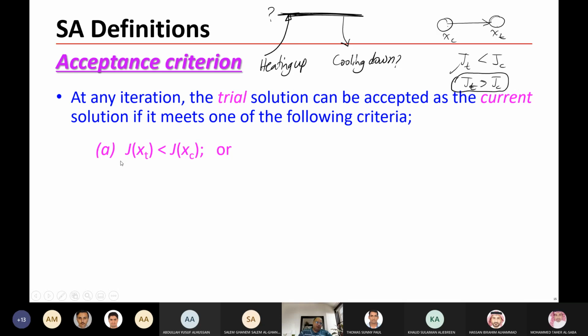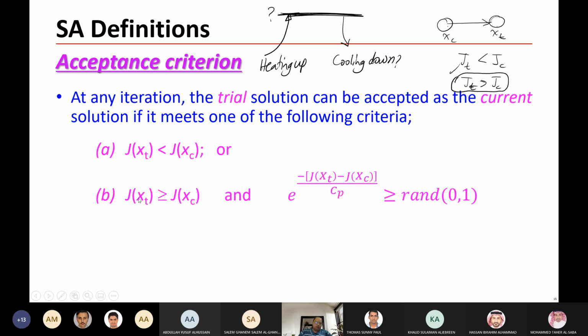So we will accept if J of xt is less than J of xc, or second condition here is if J of xt is greater than J of xc and e to the power minus delta E over the temperature is greater than or equal to a random number between 0 and 1. So you calculate this, you have J of xt and J of xc. We will not go to this rule until we have J of xt greater than J of xc. So this is a positive quantity.